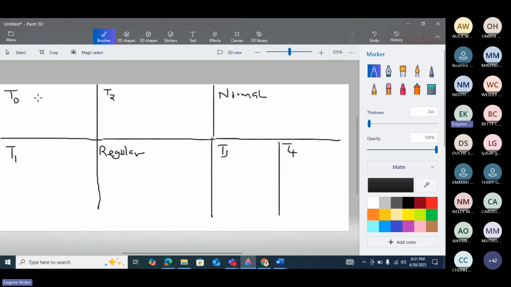So I'm saying we are going to find five topological axioms. Number one is T0, T1, T2, regular, normal, T3, and T4. So what I'm going to do, I'm just going to summarize them.